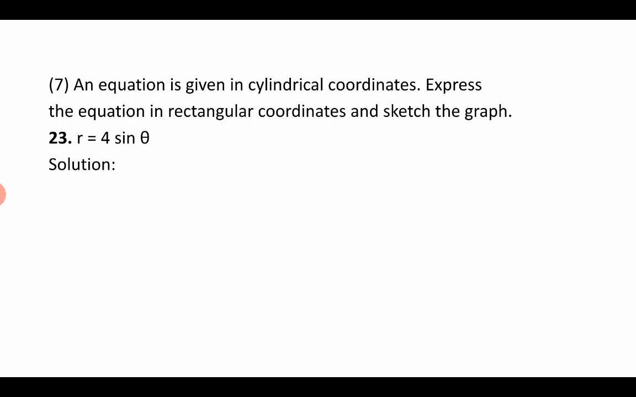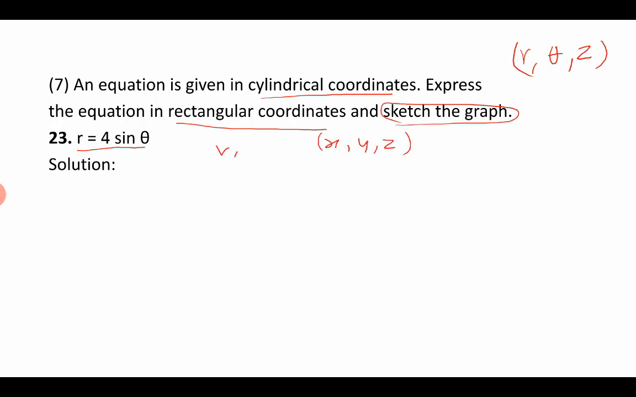Next, an equation is given in cylindrical coordinate system. Express the equation in rectangular coordinate system. We are going to convert. If possible, sketch it roughly. Now this is r equals 4 sin theta. The equation is expressed by using r and theta, r theta z, which gives you cylindrical form. So we have to express the equation in rectangular coordinates x, y, z. So we are moving from r theta z to x, y, z.